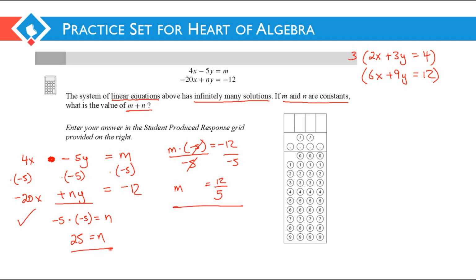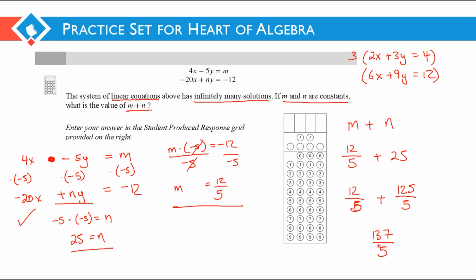So we have m, we have n. We just have to add them together. So m plus n is going to be equal to 12 over 5 plus 25. And we just have to rewrite this so that we can add it. So we'll rewrite this with a common denominator: 12 over 5 plus 25 is going to be written as 125 over 5. And we add these together to get 137 over 5.